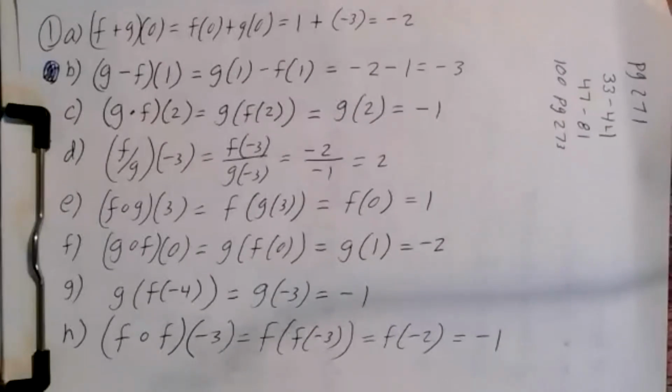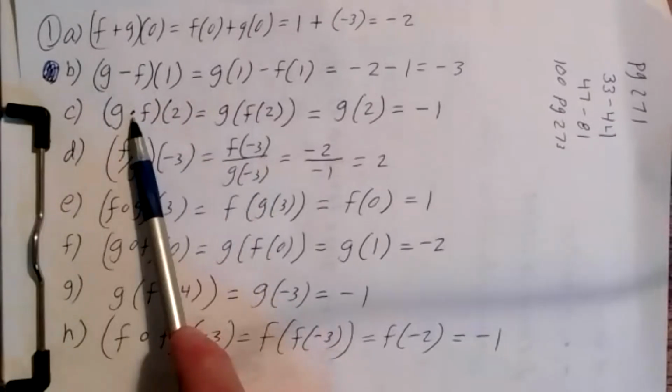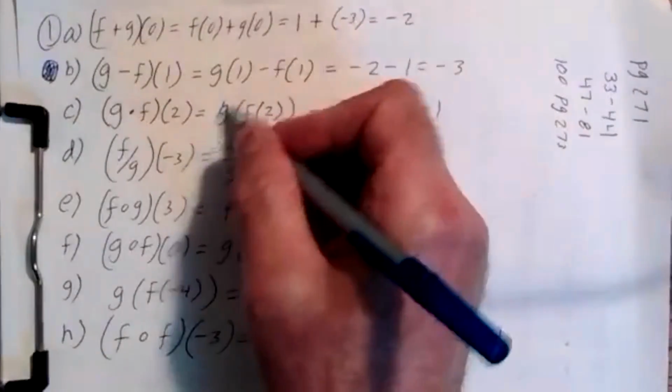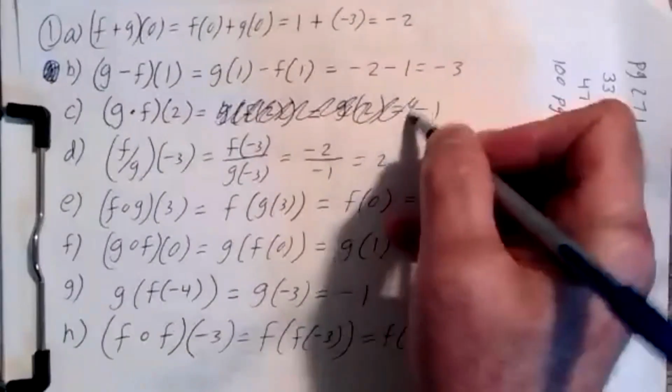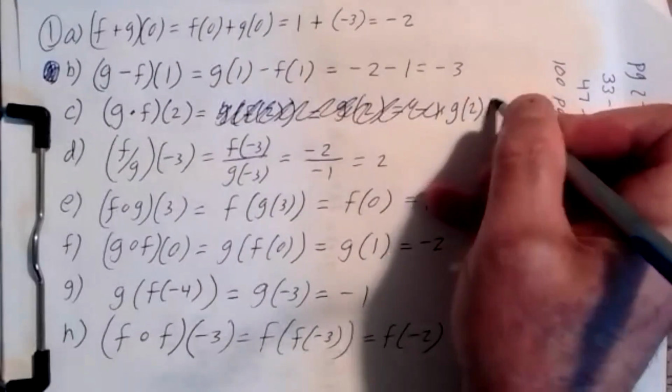Yeah, because what did I do with C that I should not have done? You switched it to G of F of 2. Yeah, I fell into the trap that I don't want you to fall into, ladies and gentlemen. This is not supposed to be G composed with f of 2. It's supposed to be G times f of 2. This is all bogus. What it should be is G of 2 times f of 2.